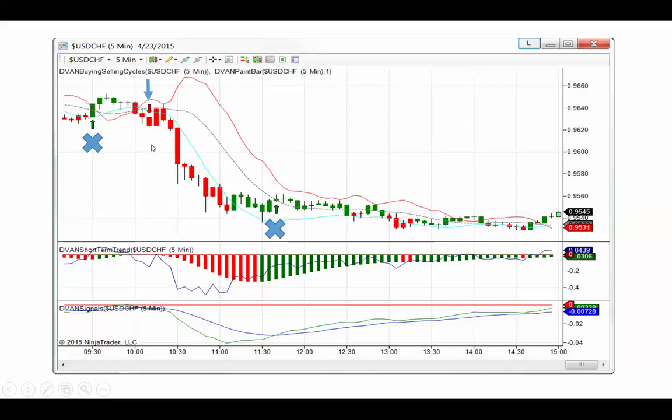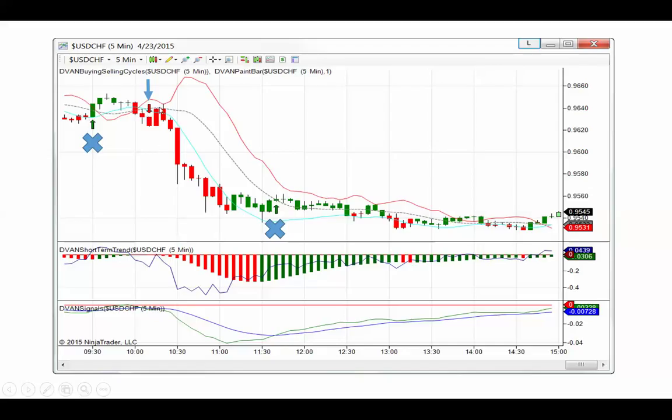The trade that is confirmed, and that obviously is the one we want to be in though, is this short trade right after 10 a.m. in the dollar franc. We see all of the indications that we're looking for and confirmations. Red price bar below the pivot. In this case, the smart lines have already converged into a sell cycle. The short-term trend is down, and the leading line in the short-term trend is sloped down and below zero.